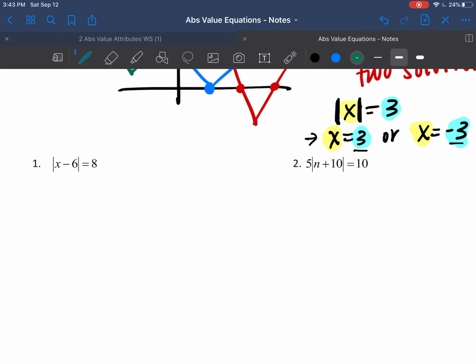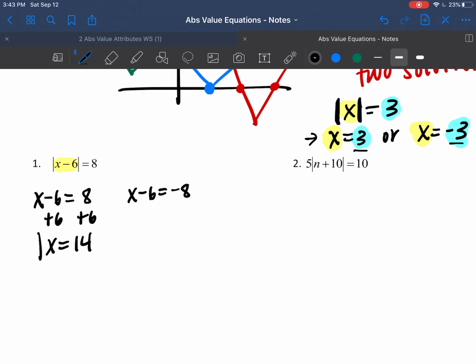And so in the case of number 1, it says absolute value equals 8. So whatever is in this absolute value, this x minus 6, I'm going to write it twice, and I'm not going to write it with the bars. I'm going to set it equal to the positive 8 and the negative 8. I have two linear equations to solve. So I add 6, and I get x equals 14, and x equals -2. Those are my two solutions.